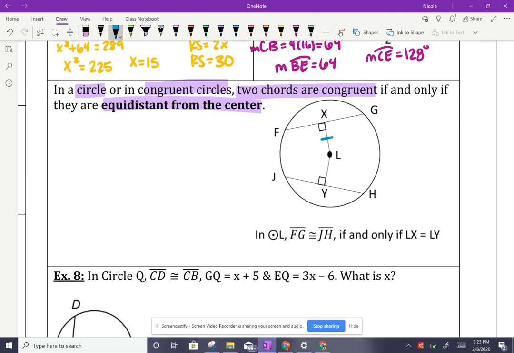So if XL is congruent to LY, then FG is congruent to JH, the whole length. Not just a portion, the whole length. Okay, so if those both are the same distance apart, then they're congruent.